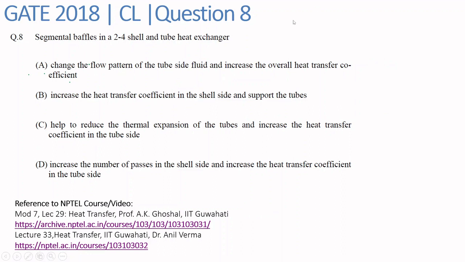Hello everyone, this is question 8 of the GATE 2018 Chemical Engineering paper from the subject of heat transfer. The question is about segmental baffles in a 2-4 shell and tube heat exchanger. Corresponding to that question we have been given 4 options, and we have to find which one of the following is correct.